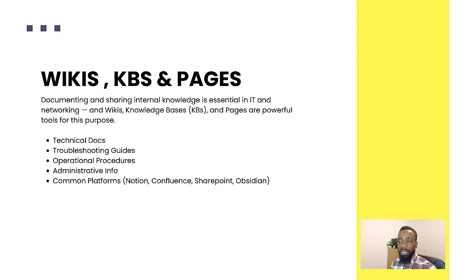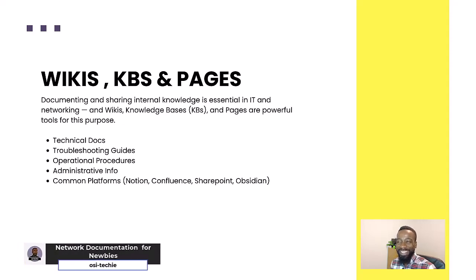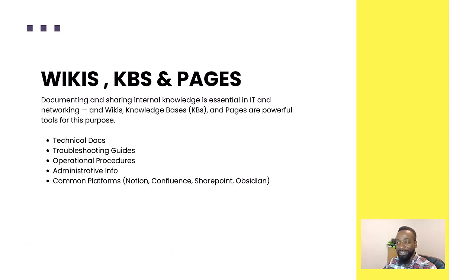Wikis, knowledge bases, and I can't seem to say it correctly. Wikis, knowledge bases, and pages, right? So documenting and sharing internal knowledge is essential in IT and networking, and wikis, knowledge bases, and pages are powerful tools for this. So you have technical documentation, troubleshooting guides, operational procedures, administrative information, common platforms that you can use to document all these things. These are things that you need to document.